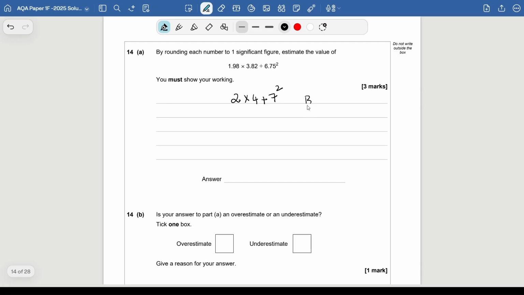Now using BODMAS, here we evaluate this expression. 7 squared is 49, and 2 times 4 is 8. So you add 8 to 49, that's 57. So the answer is 57.